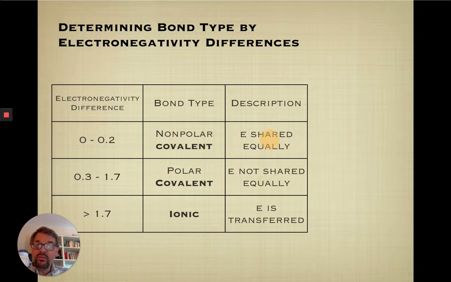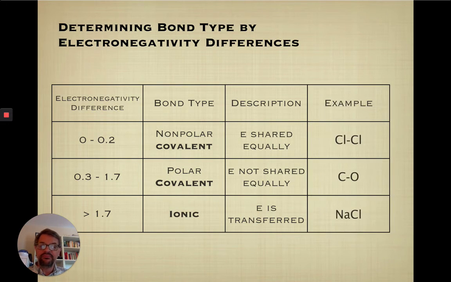With this first one, it's nonpolar, where there's pretty much no difference in electronegativity. All the atoms involved are sharing the electrons equally. Now, if the difference in electronegativity is greater than 1.7, that's an ionic bond, where the electrons are transferred rather than being shared in some way.